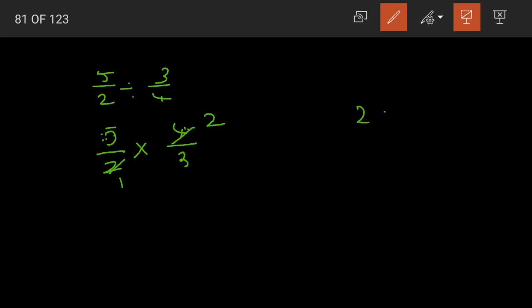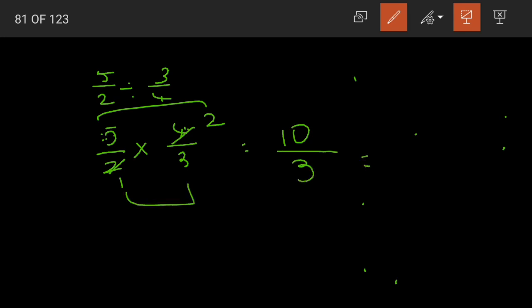Suppose I have 2 into 4 by 1 into 3. Okay, children, I cannot go 2 ones are 2, 2 twos are 4. Okay, this is not possible. I can cancel a numerator and a denominator together. We cannot go for both numerators or both denominators. Let me erase this. Yes, now what are we left with? 5 into 2 is 10, divided by 1 into 3, which is 3.